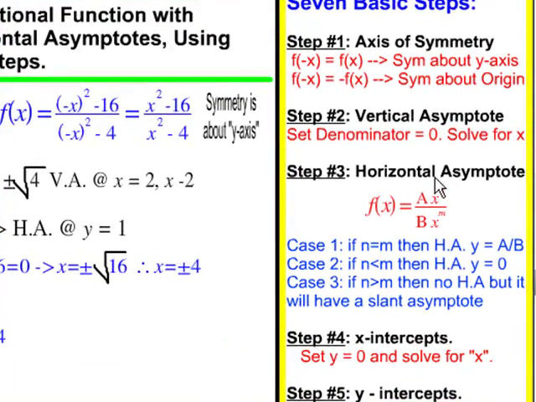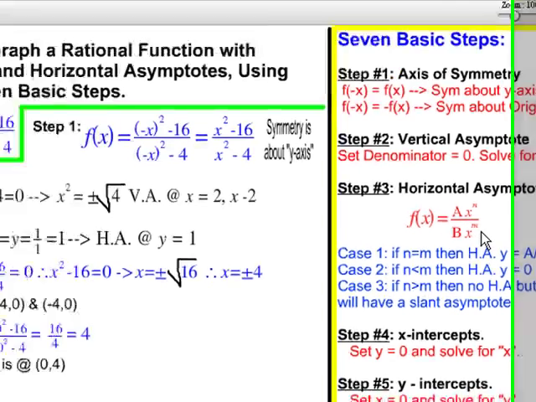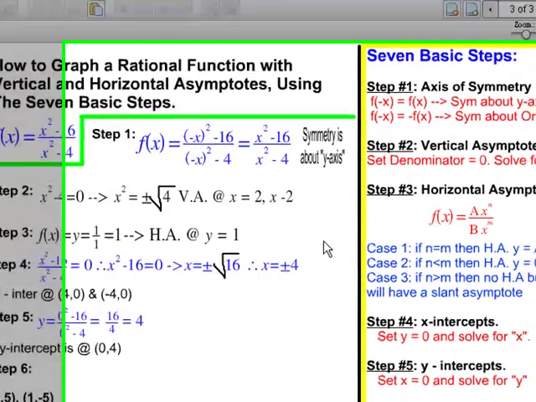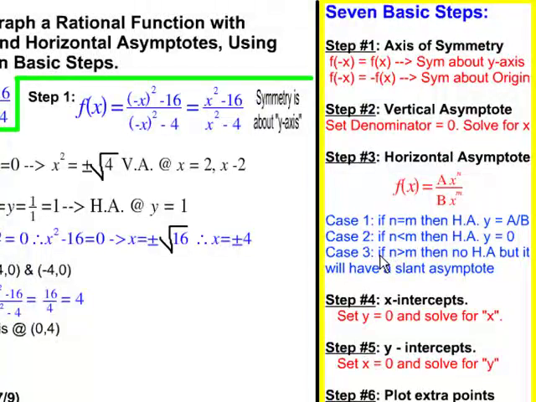Step 3, horizontal asymptotes. This can be a little tricky. There are 3 different scenarios for finding the horizontal asymptotes. There's this general function where f of x is equal to a times x to the n over b times x to the m. It looks very similar to our function in question.